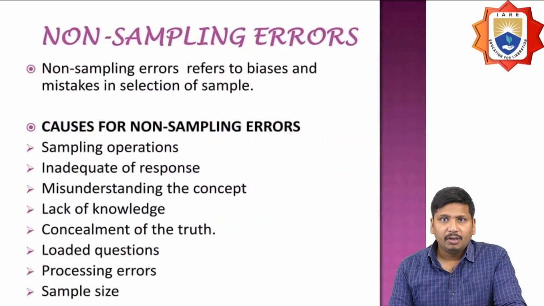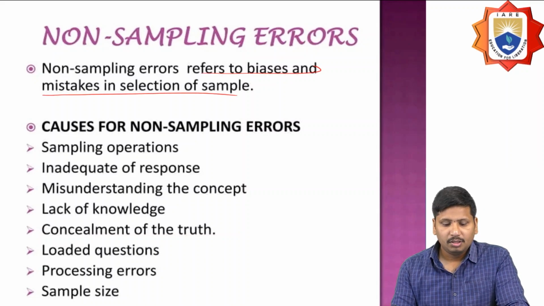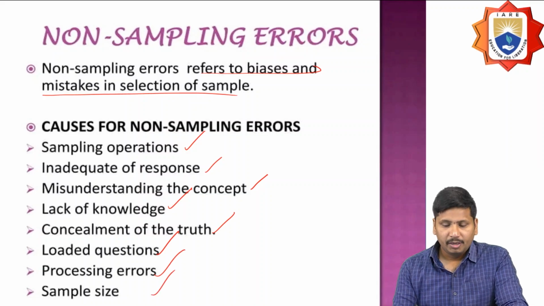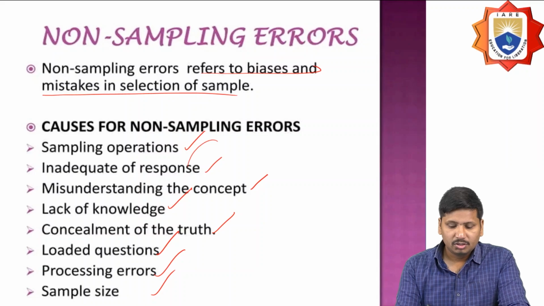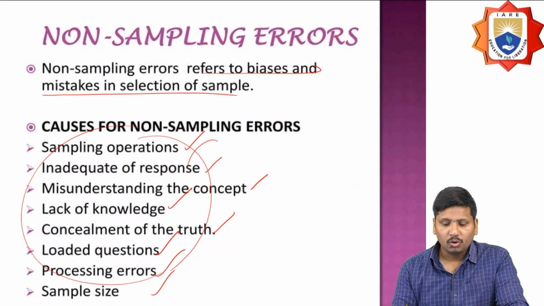When it comes to non-sampling errors, normally non-sampling errors refer to bias and mistakes in the selection of the sample. The various causes for non-sampling errors will be sampling operations and inadequate response, and then misunderstanding the concept, and the lack of knowledge and concealment of the truth, loaded questions, processing errors, and sampling size. Because of these main reasons, the errors from non-sampling are going to appear.